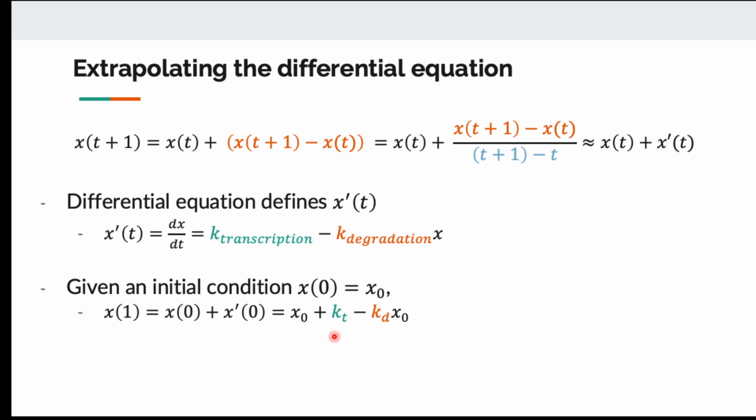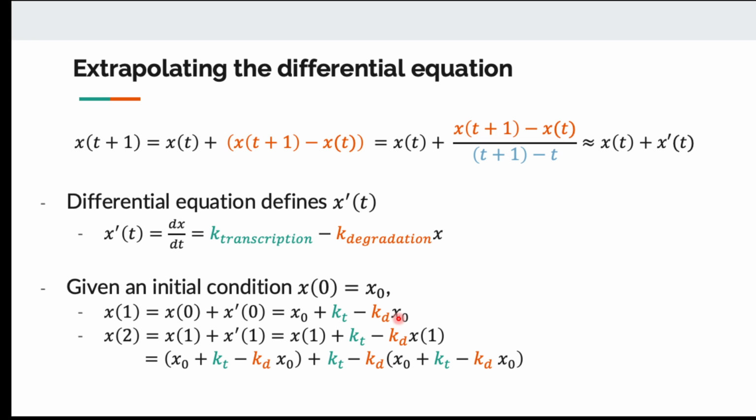If we want the number of molecules in the next time step, it's going to be the current number, which is x0, plus the change in number of molecules, which will be the transcription rate, which is constant, minus the degradation rate, which is a percentage of the number of molecules. And we can keep doing this. When we want the number of molecules after two steps, after we get x1, we use x1 to plug in, and we get x2 from the same formula. So you will see how this can be done recursively. You can keep doing this to get the next step.